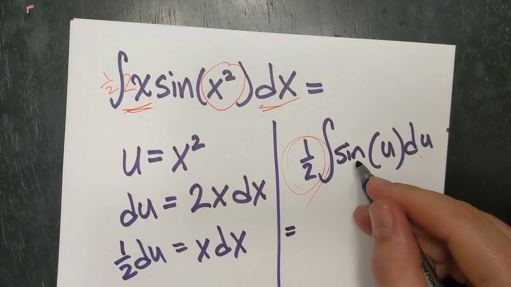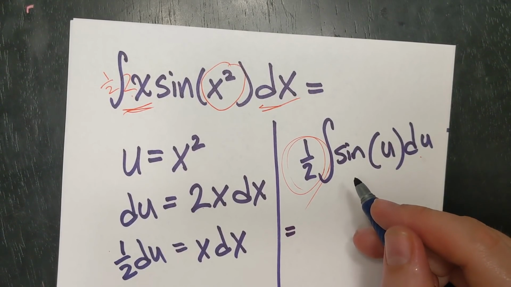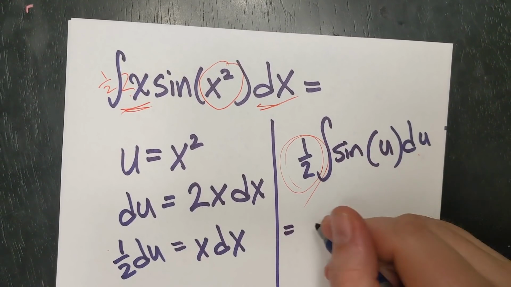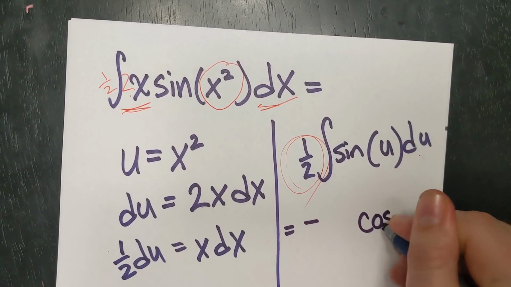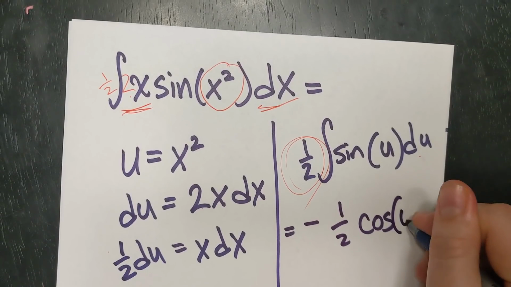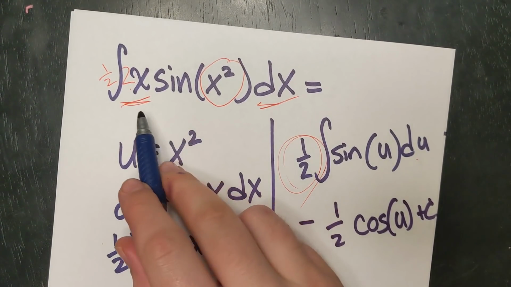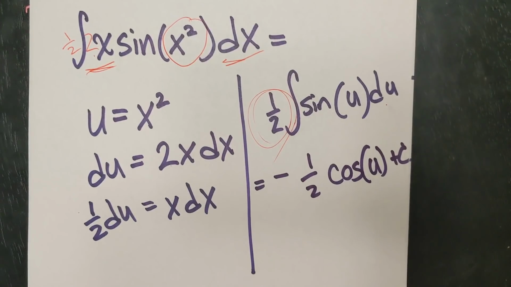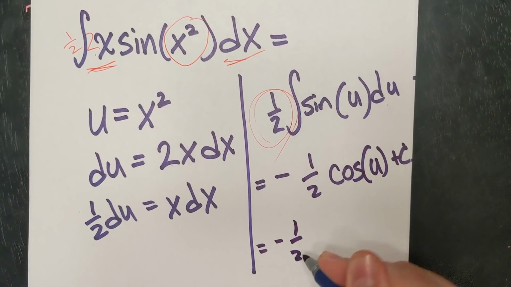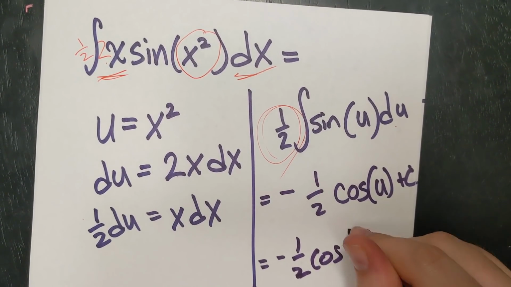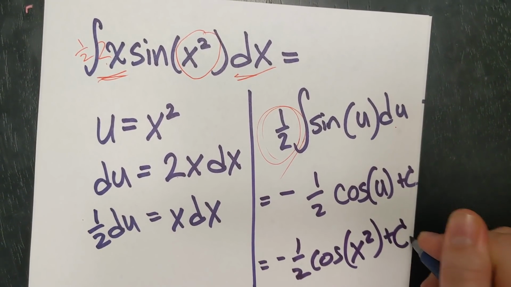And then you're like, great, sine is the derivative of negative cosine. So its antiderivative is negative cosine. So you have negative 1/2 cosine u plus c. But they asked us a question about x's, so we should answer in the x language. So we end up with negative 1/2 cosine of x squared. That's where your u is, plus c.